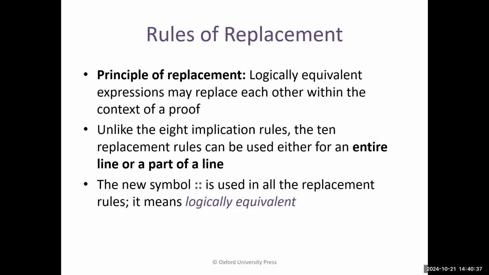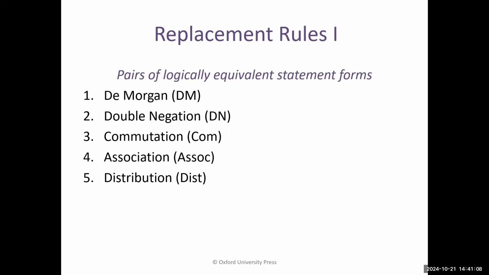Replacement rules are different. They are pairs of logically equivalent expressions, and you can replace one of the pair with the other, with its correlative, anywhere they occur, even if it's just part of a line, which is really powerful and cool. And we use a new symbol, it's like double colons, to express the relationship between these logically equivalent statements. So let's start with the first set of 5.